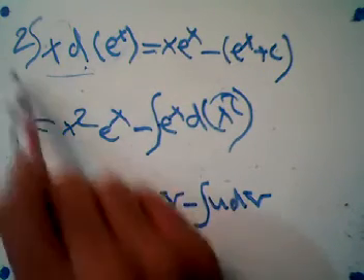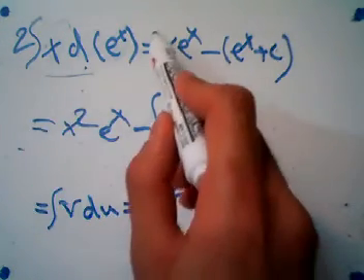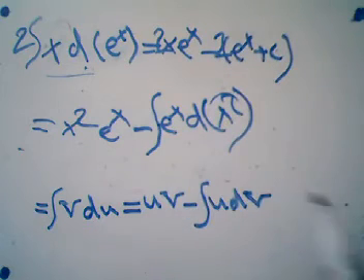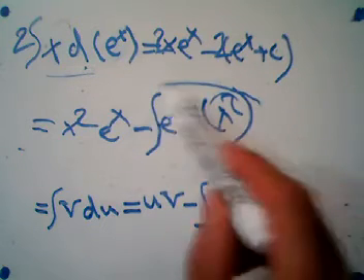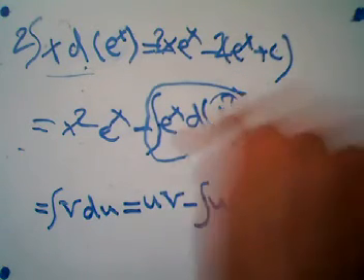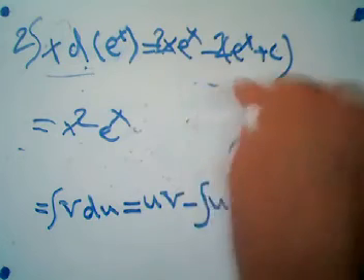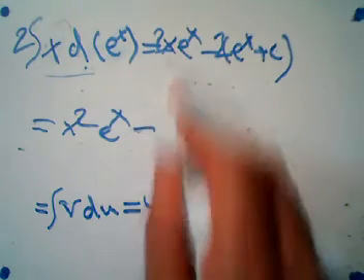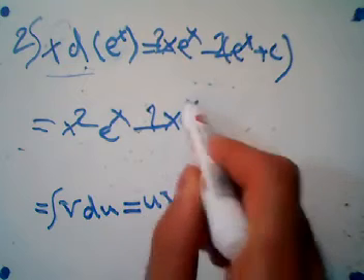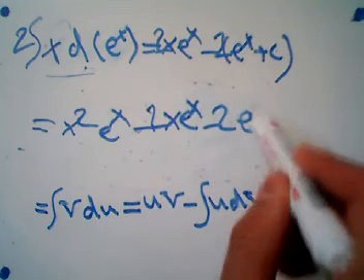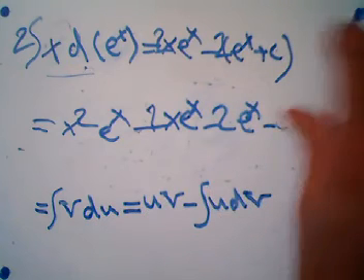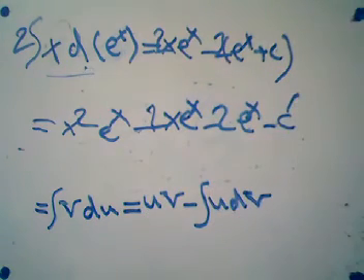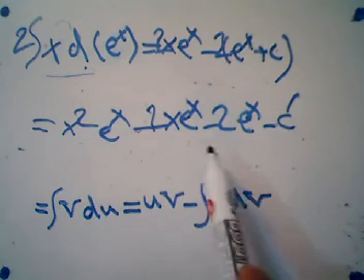So it should be multiplied by 2. I forgot that, okay. And this was this, okay. So we should subtract it by it. Okay, so x squared e to the power of x minus 2x e to the power of x plus 2 e to the power of x minus 2c, or let's call it c prime, which is our constant. So that's it.